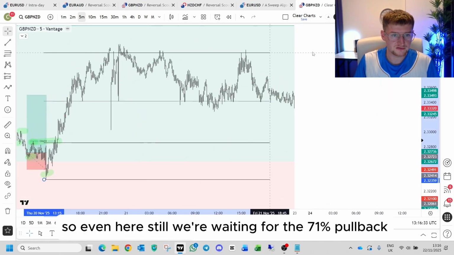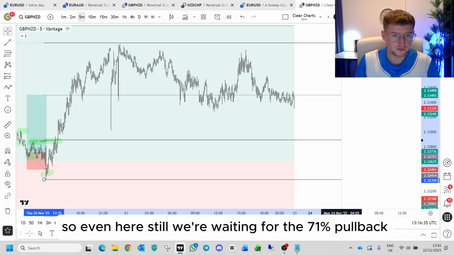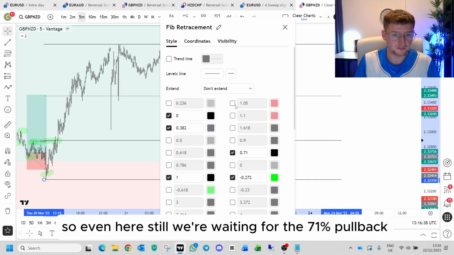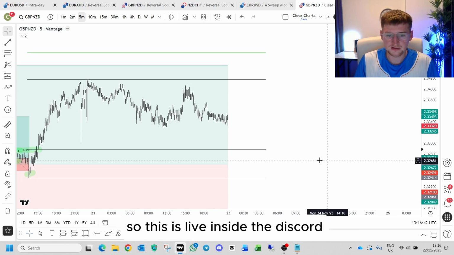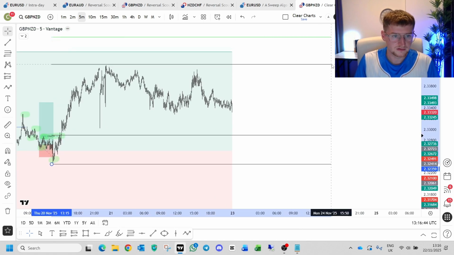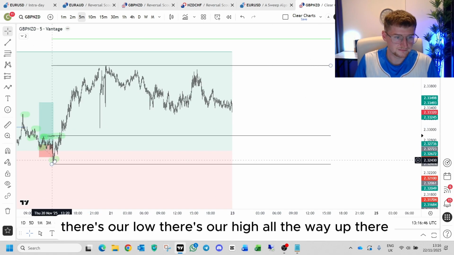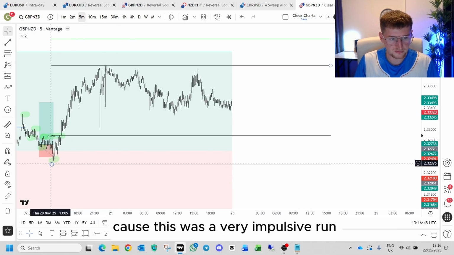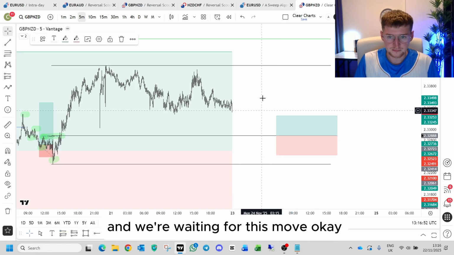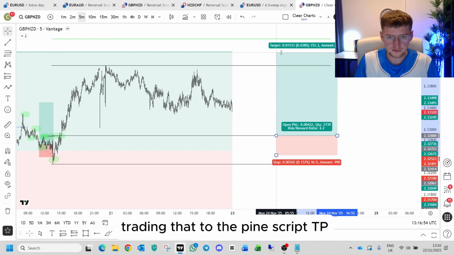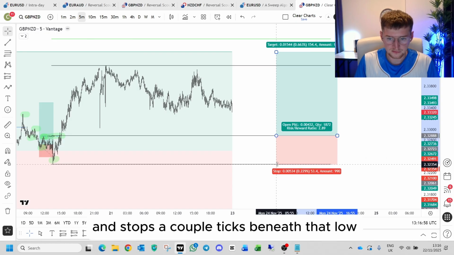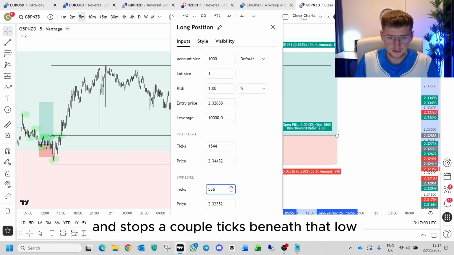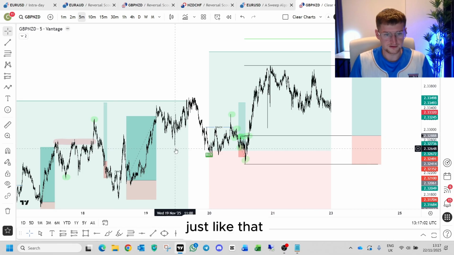So even here still, we're waiting for this 71% pullback. And that's where we're at right now. Okay, so this is live inside the Discord. There's our low, there's our high, all the way up there, because this was a very impulsive run. And we're waiting for this move. Okay, trading that to the Pine Script TP, and stops a couple ticks beneath that low, just like that.